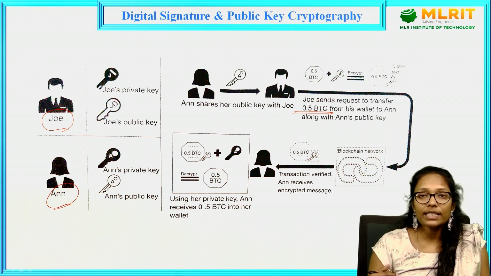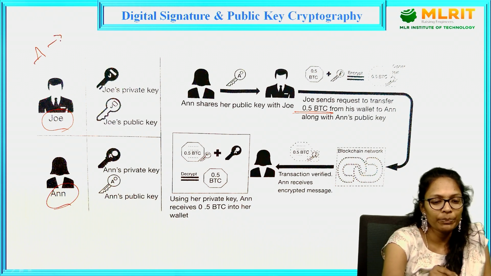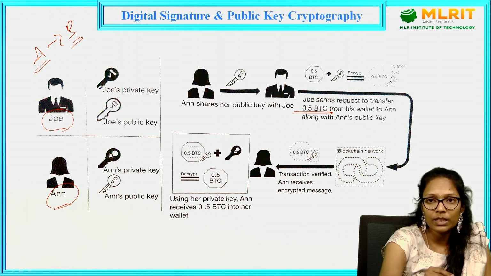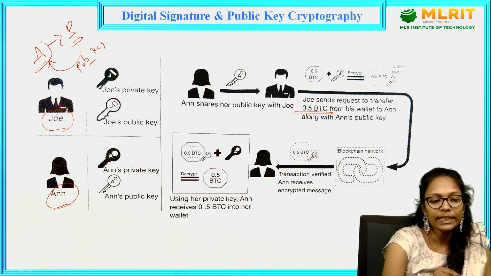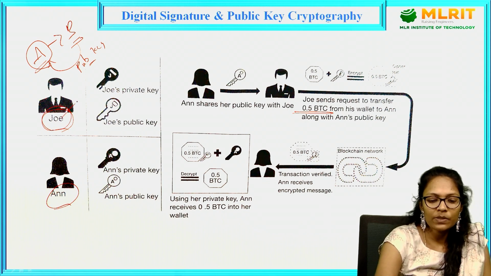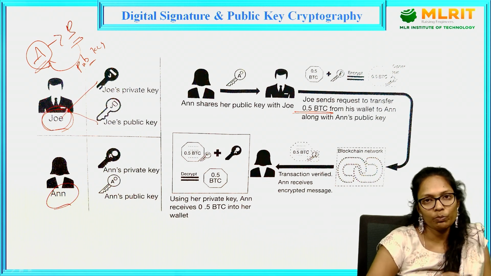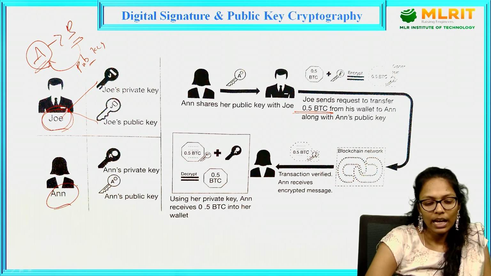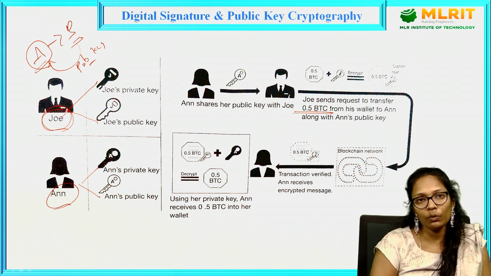So this is like sending or transferring some amount from person A to person B. If person A wants to transfer to person B, what should person B do? He should share his public key with person A. The same thing is happening here. Joe has his own private key and public key. In the same way, Anne also has her own private key and public key.